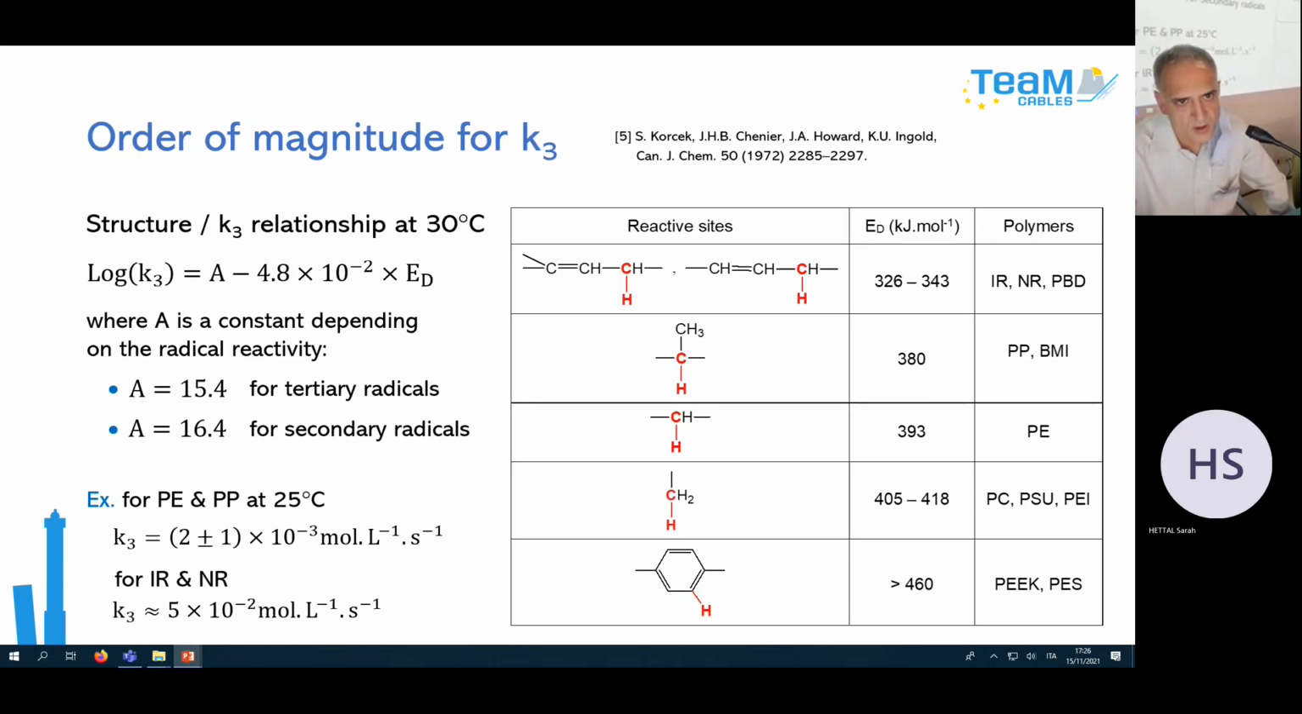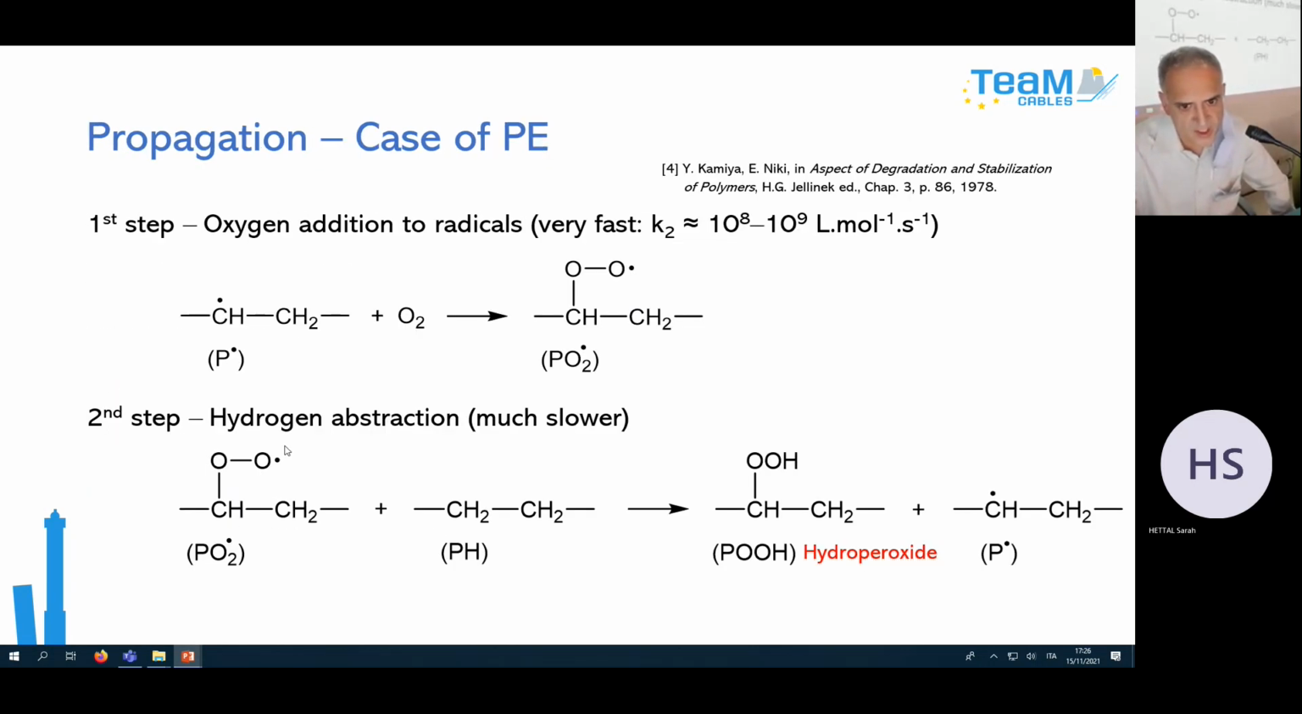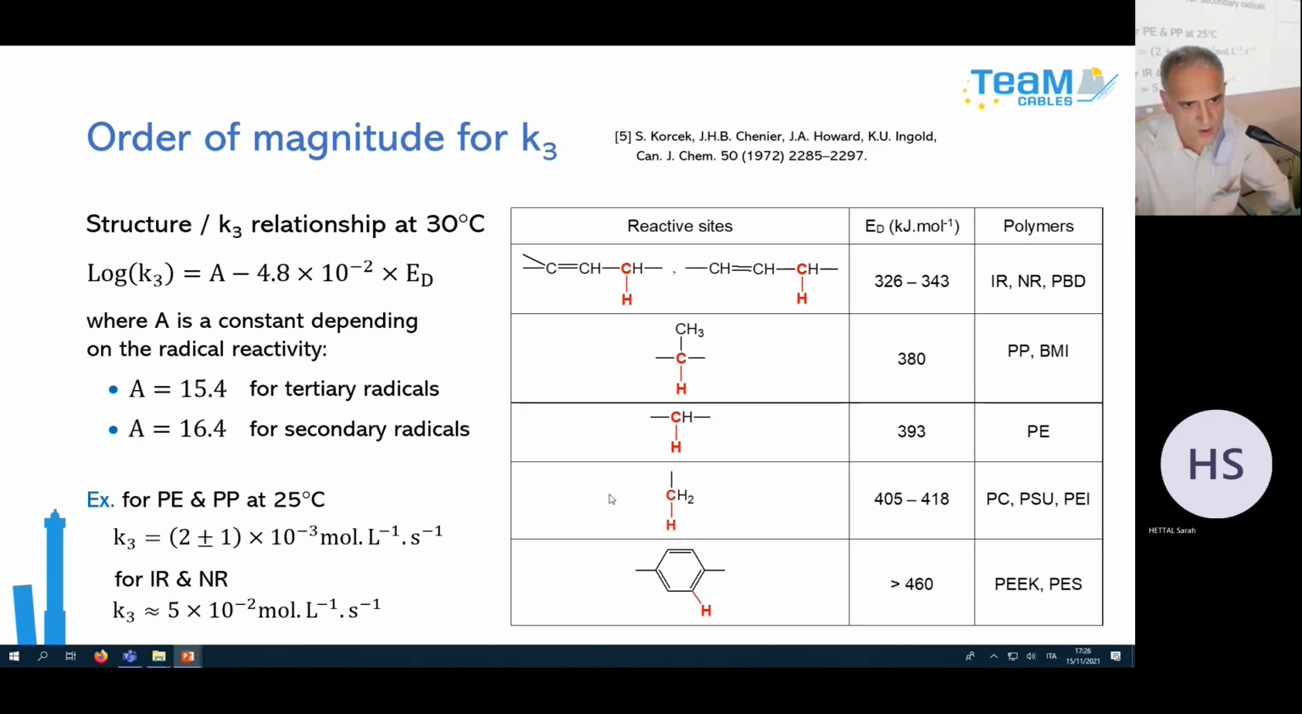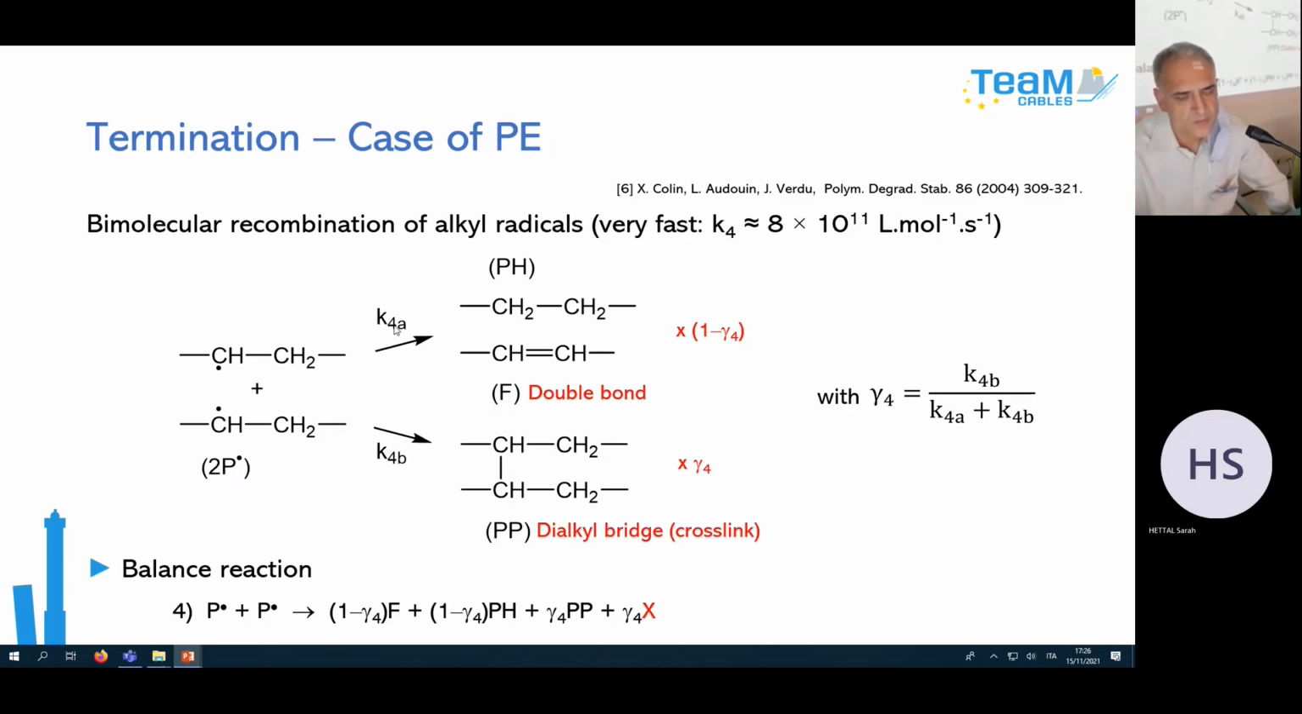So now, not all the radicals propagate oxidation. They can also give termination. In fact, you have this termination corresponding to bimolecular recombination between radicals. The first one, the fastest termination, is a termination between two alkyl radicals. So you have two possibilities.